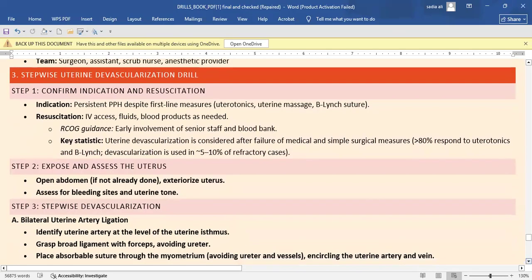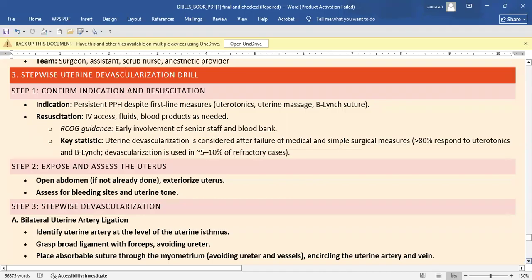So this should be performed by the surgeon and senior surgeon and assistant and a scrub nurse, and the patient should be anesthetized. So what are the indications? Do you want to ask any question? Okay, so you can ask me and confirm the indication. So we have to confirm the indication for the uterine artery devascularization.